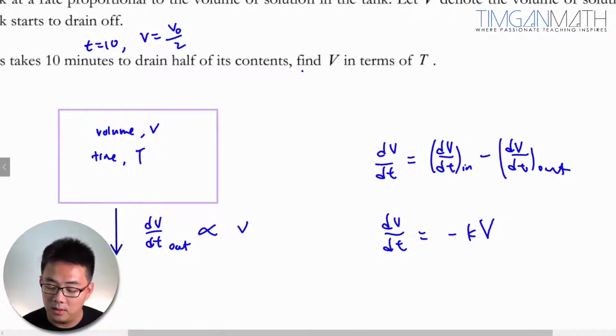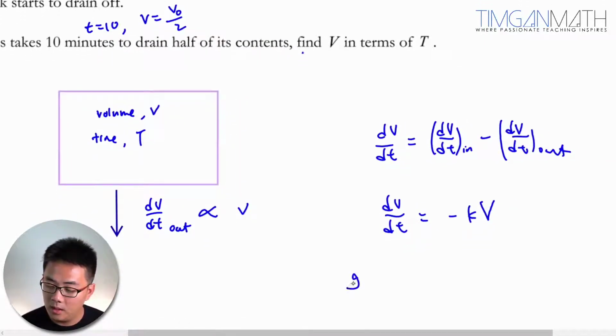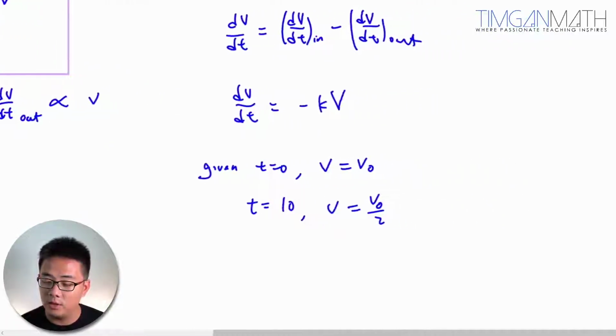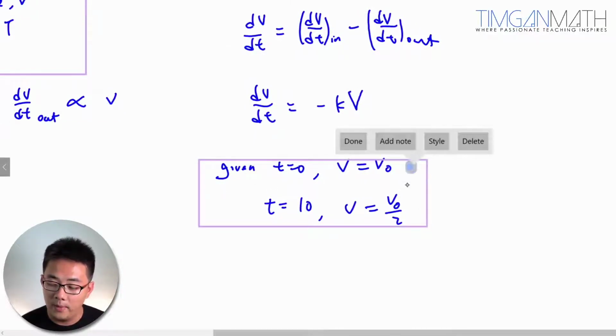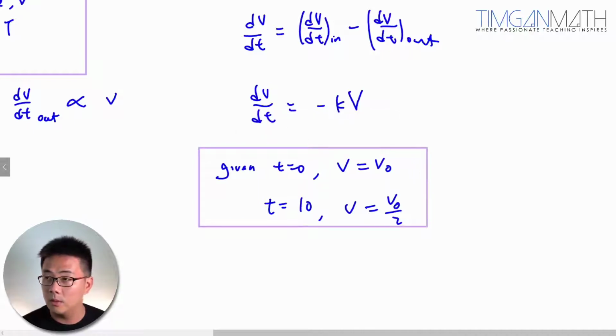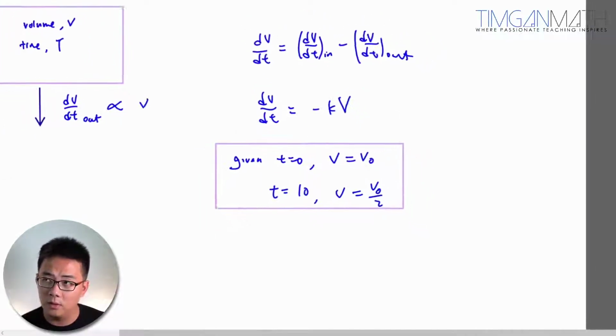When t equals 0, V equals V naught at the start. And when t equals 10 minutes, V equals V naught over 2. These are the boundary conditions. There's no need to worry about the concentration of salt because it's evenly mixed and it's not involved in this case.